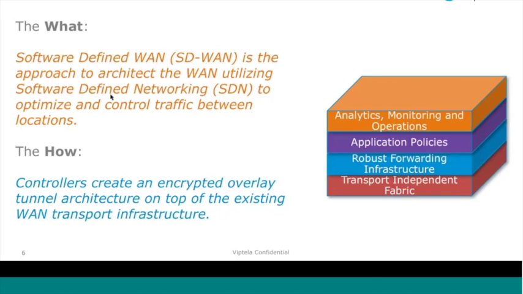At a higher level, there are arguably four categories, functions, or features that SD-WAN provides. There's a level at the top of analytics, monitoring, and application or operations; an ability to derive and direct application-based policies for the WAN infrastructure; a very robust, distributed forwarding infrastructure; and of course being able to attach to a very transport-independent fabric.